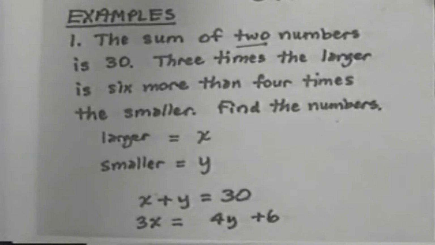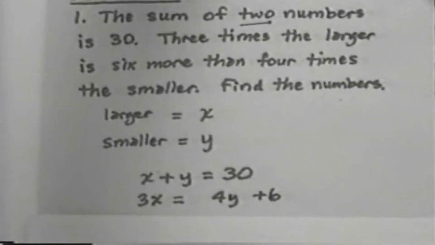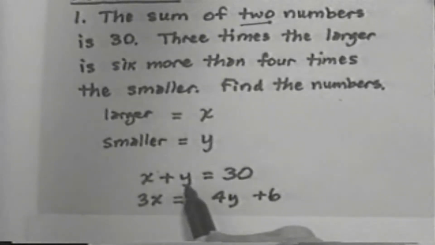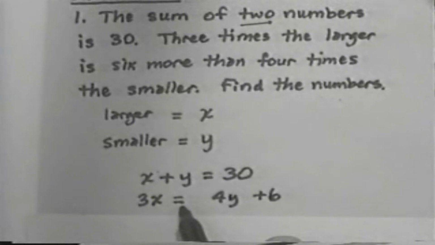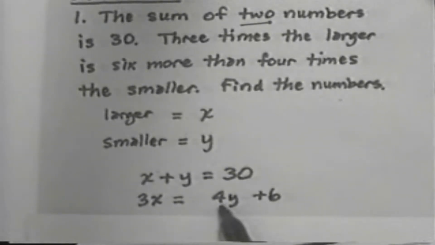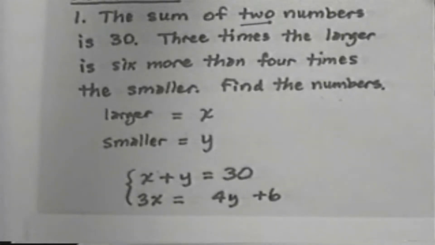So my two sentences have been translated into two equations. The sum of the larger and smaller is 30. 3 times the larger is 6 more than 4 times the smaller. And so here is my system of equations. X plus Y equals 30. 3X equals 4Y plus 6.